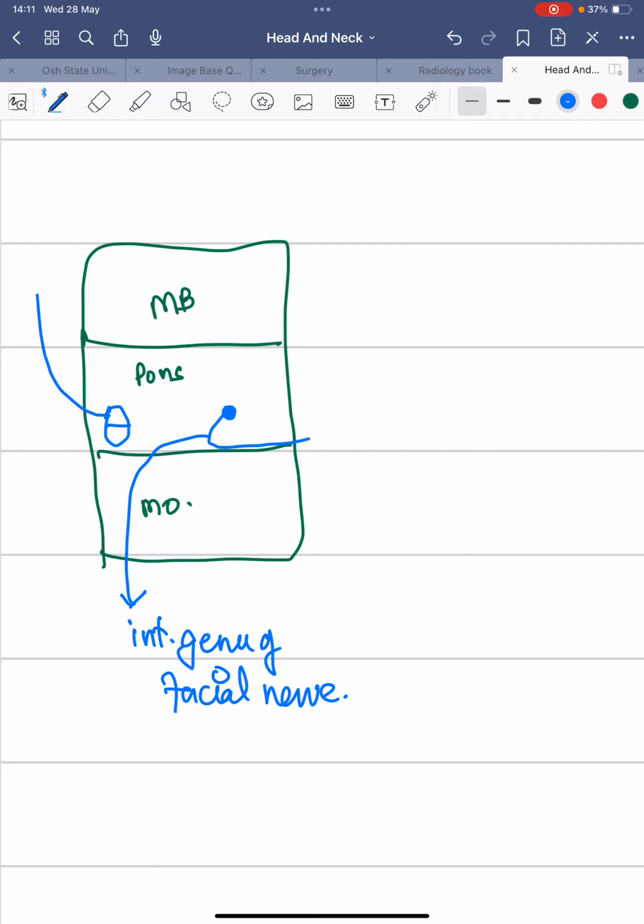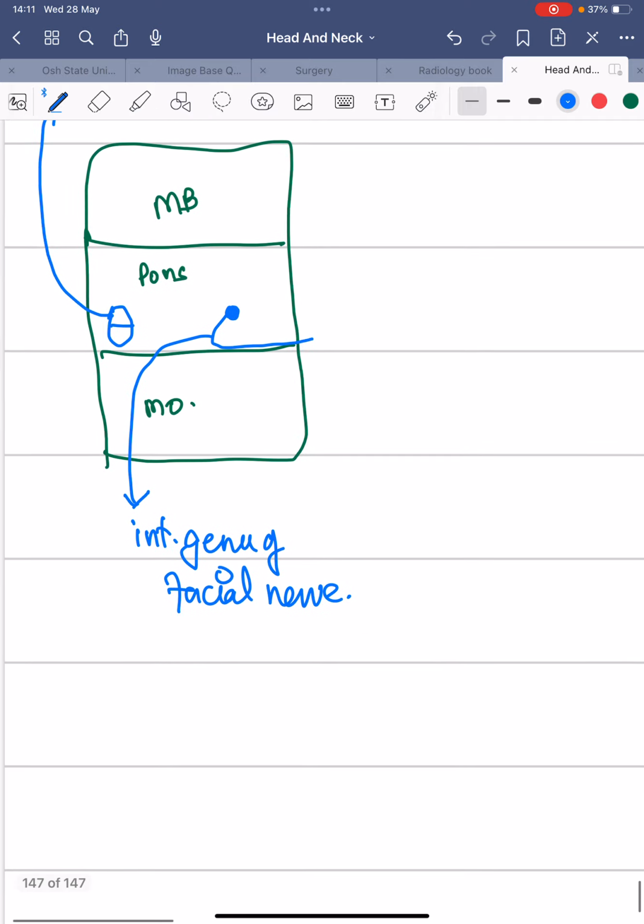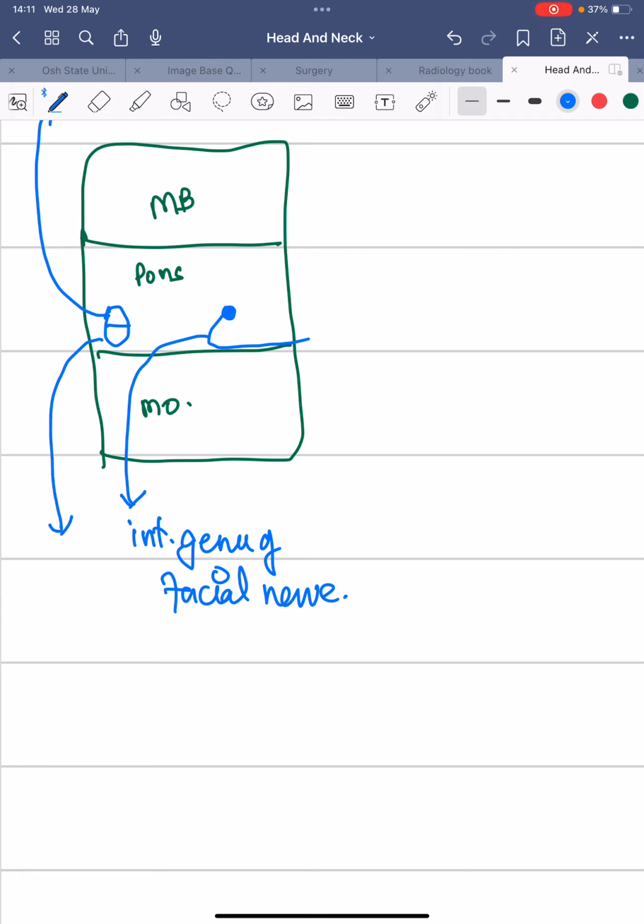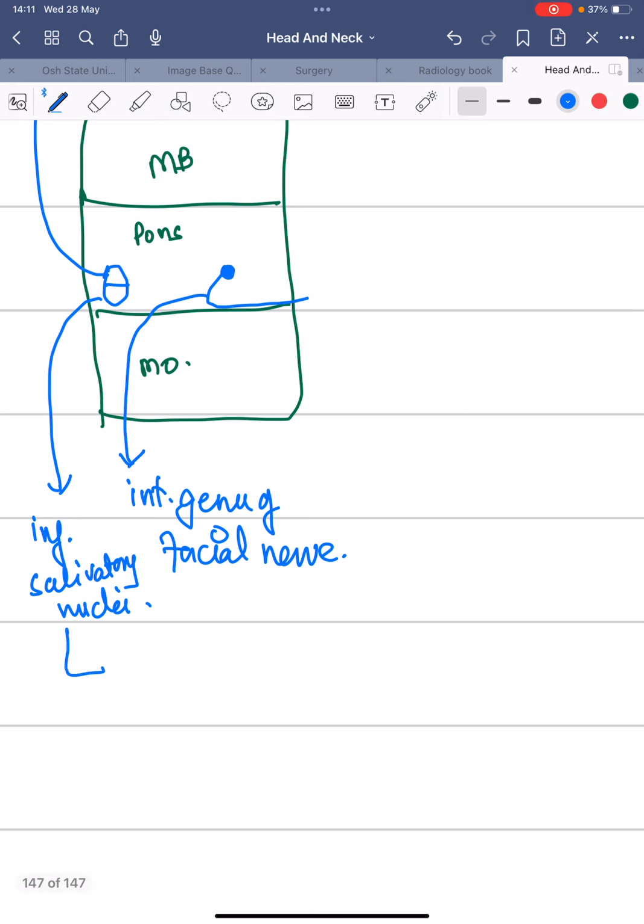Now here one more nuclei is present here. This is known as superior salivatory nuclei. You have to draw this diagram with me. And this is your inferior salivatory nuclei. Please remember, inferior salivatory nuclei through the glossopharyngeal nerve, which is your ninth cranial nerve, it is innervating your parotid gland. Parotid gland is not innervated by the facial nerve.